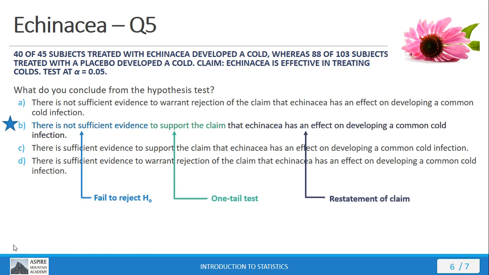Again, notice where the different parts come from. We failed to reject H0, so that means there is not sufficient evidence. We have a one-tail test, so that means we support the claim, and then the rest of the statement is just rehashing the claim itself. And that's really all there is to it.